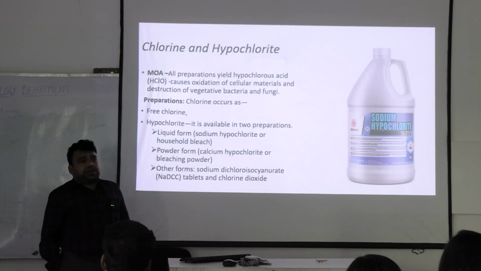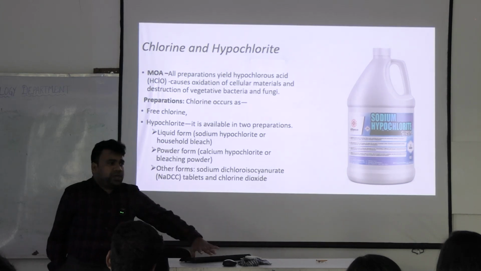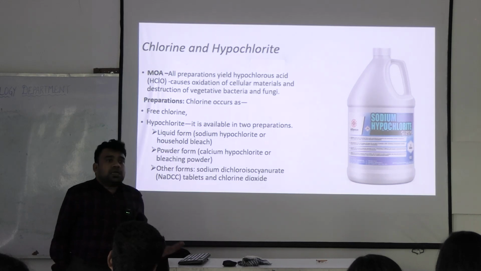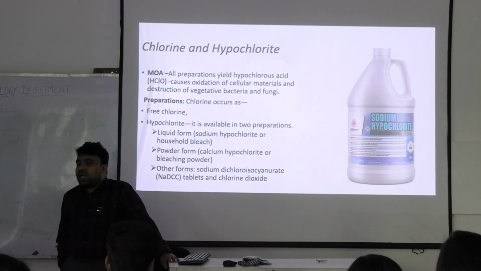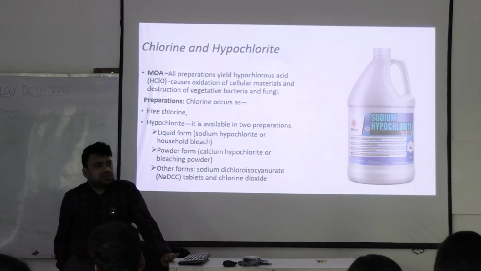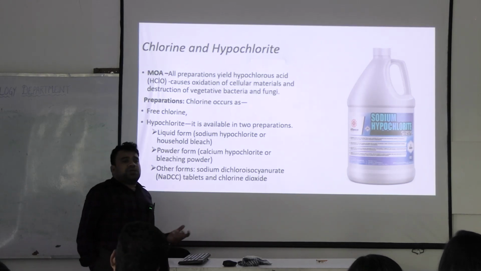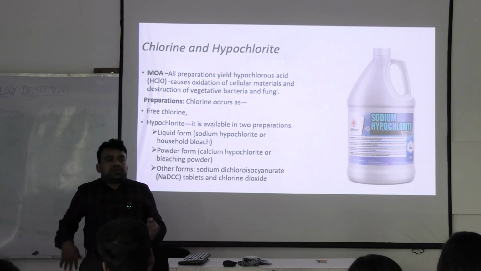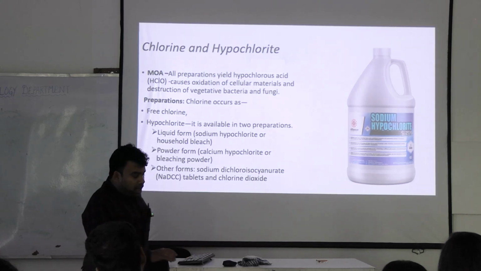Another is hypochlorite. Hypochlorite will liberate chlorine ion. That chlorine ion will cause disinfection. Hypochlorite is very commonly used in the hospital setting, in the laboratories, for disinfection of surfaces and potentially infectious material. For example, whatever clinical specimen is sent to the laboratory, all are potentially infectious. So after testing, what we need to do? We need to disinfect them. How to disinfect? Using hypochlorite.